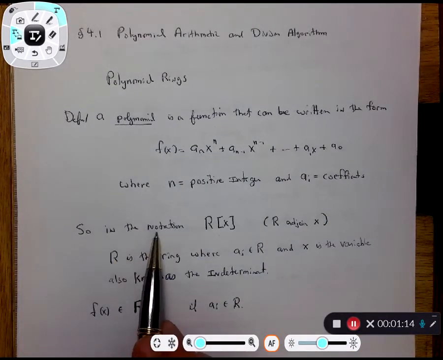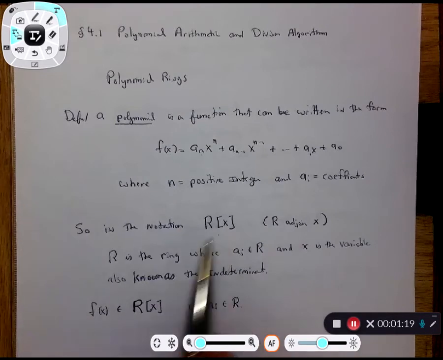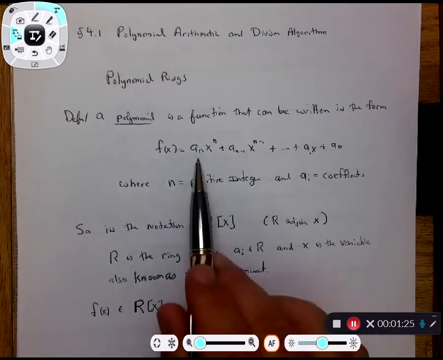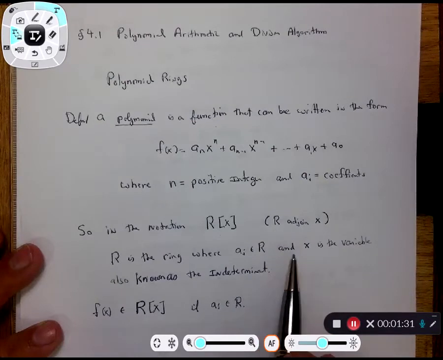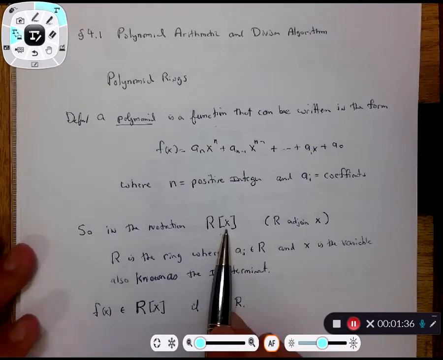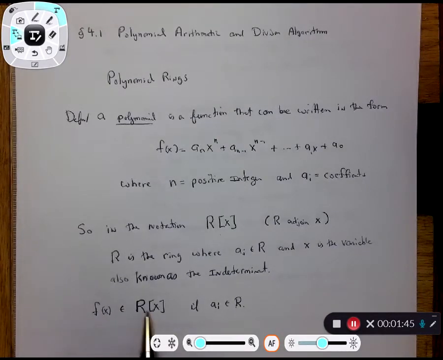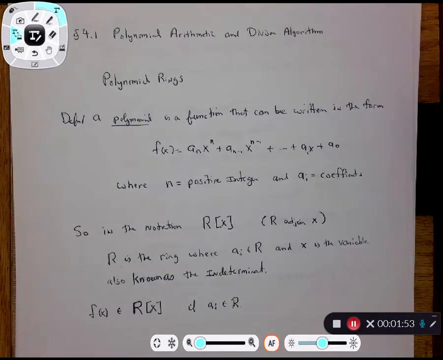So in the notation R adjoined x, and that's how you would read this, R adjoined x, R is the ring where the a_i's are elements of R. So the coefficient in front of my x's are going to be elements of R. And the x is the variable, also known as the indeterminate. x is not a part of R, it's just an indeterminate, it's x. So f(x) will be an element of R adjoined x if the a_i's, which are my coefficients, are elements of R.